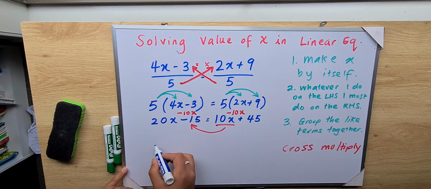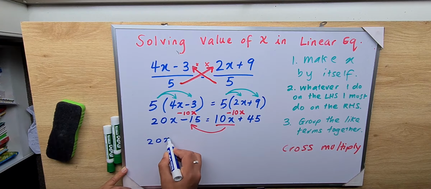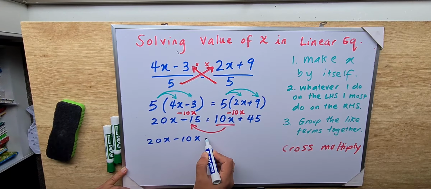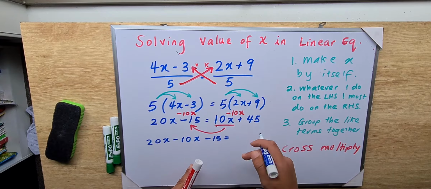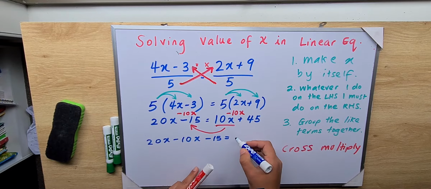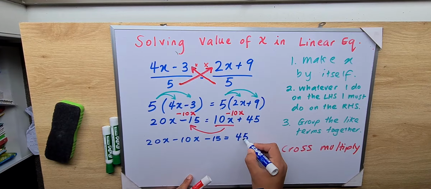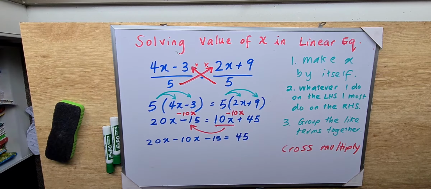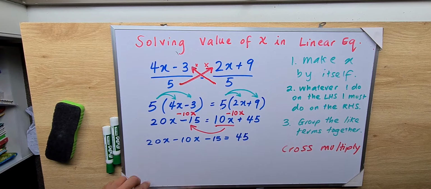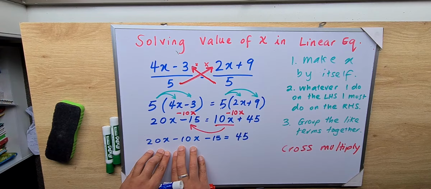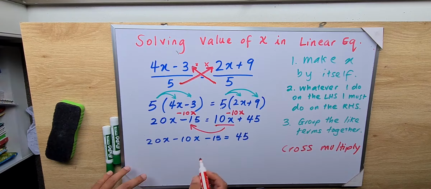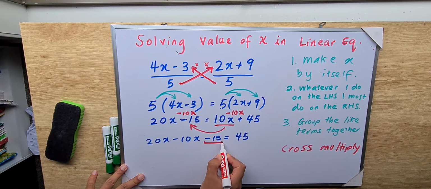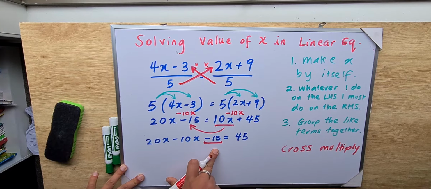Rewriting this equation, I'll be left with 20x minus 10x minus 15 equals, 10x has been cancelled out because I've subtracted it, so I'll only be left with positive 45. Now not all my like terms are grouped together. I've got my terms with the x's together. However, 15 now needs to go to the other side. So don't forget the sign, it's a negative 15. That negative is part of its value.